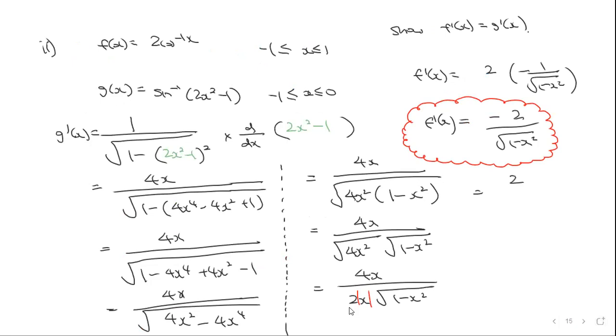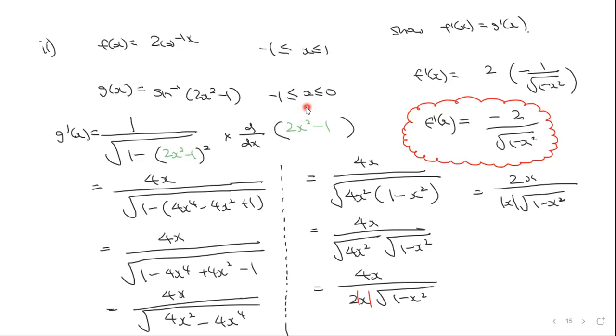So you get 2 times x divided by the absolute value of x times the square root of 1 minus x squared. And when you have x divided by the absolute value of x, there are two options here. Either x is positive, so then they just cancel, or x is negative, and you'll get negative 1. And how do we know? Well, we know because they told us.